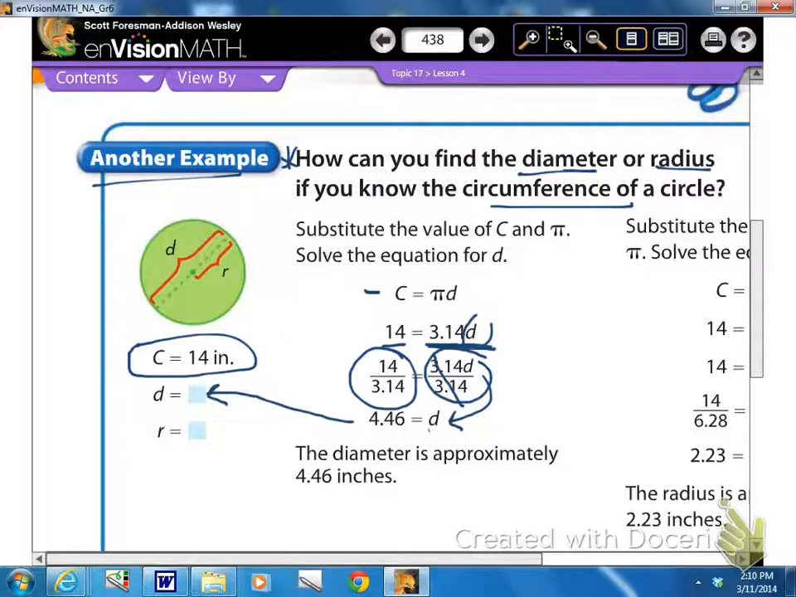Now once you have the diameter, you should be able to find the radius, because the diameter is 2 times the radius. So if I want to find the radius, I'm going to take my diameter and divide it by 2. Plug that in, divide it by 2, and you would get 2.23. And they show that example to the right.